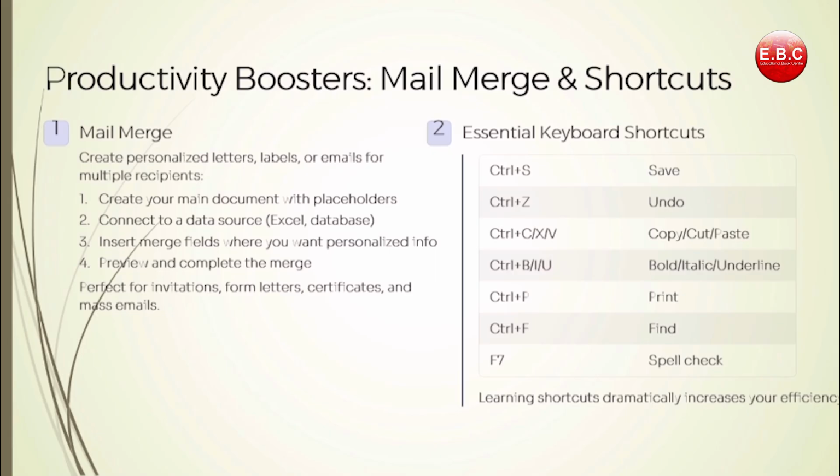Control plus I for italic font. Control plus U for underlining the text. Control plus P for print the document. Control plus F for finding something, and F7 for spell check.